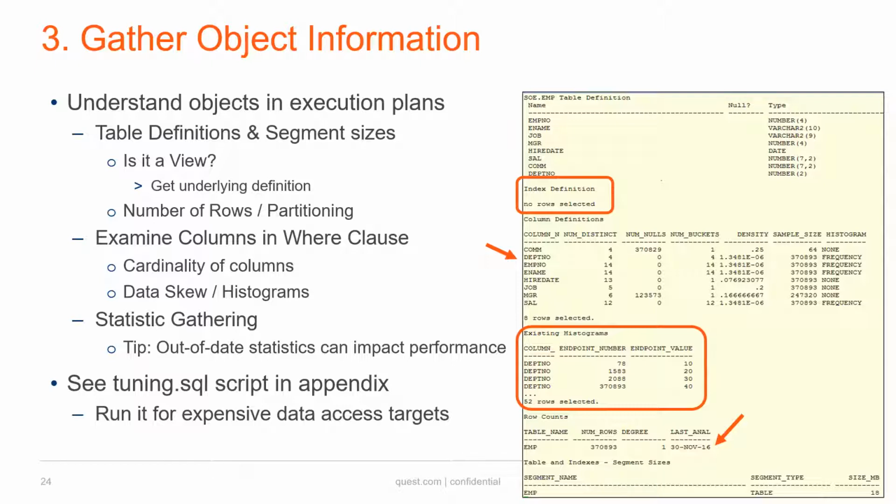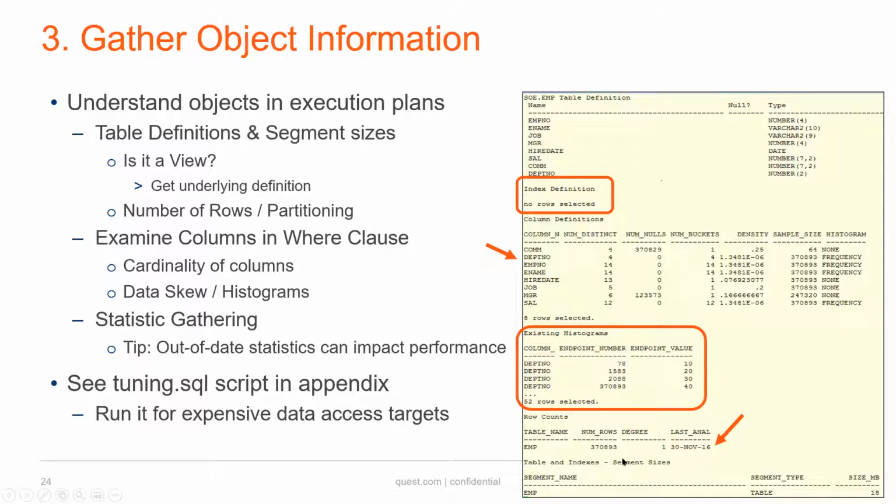There's a neat tuning script in the appendix of these slides if you download my presentation that you can just run. So I did that for my emp and dept tables. And you can see for employee, I've got the column names here, but I don't have any indexes. And then you can see the column distributions. You can see I do have 4 frequency histograms. I can even get further information on the histograms, and I can see the data skew.